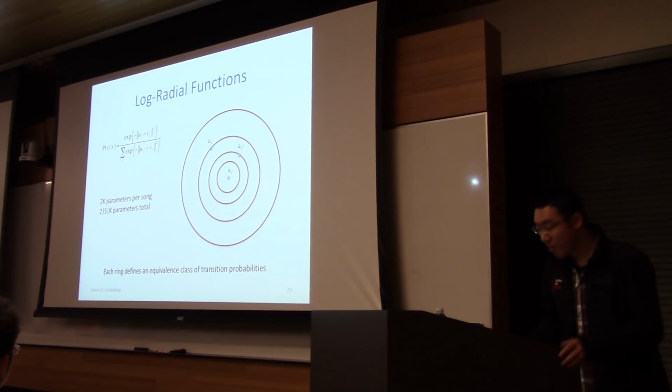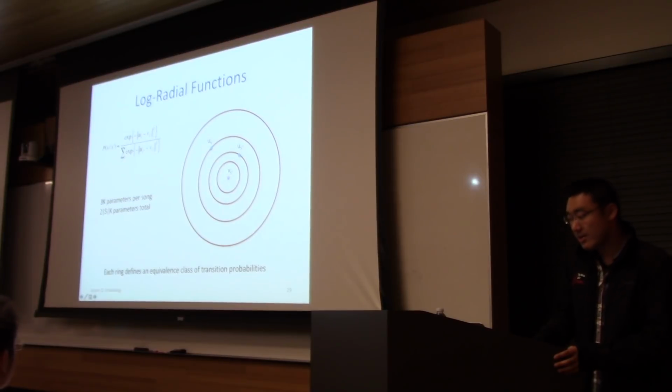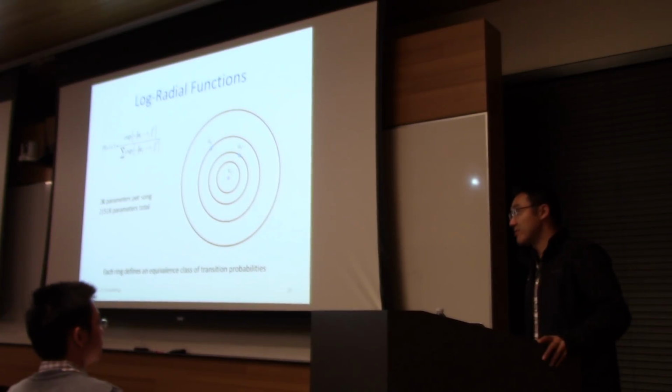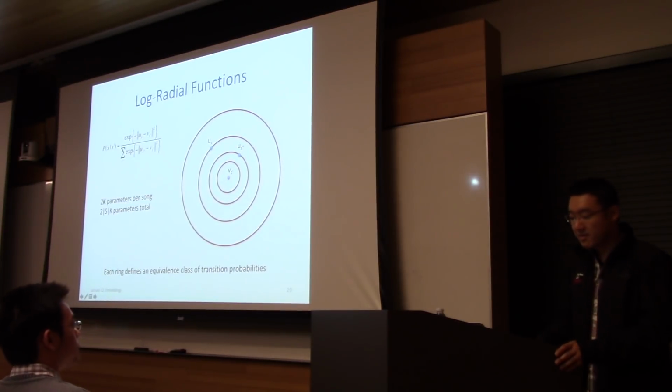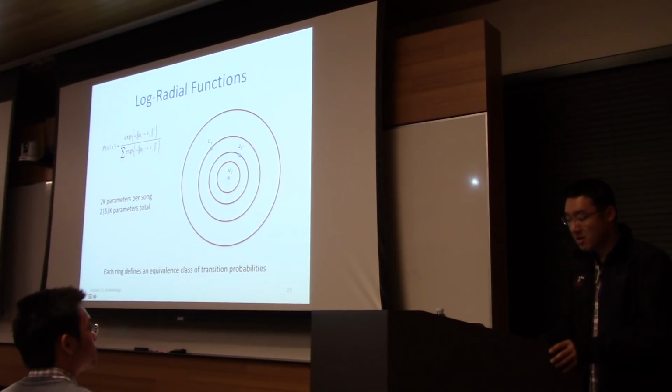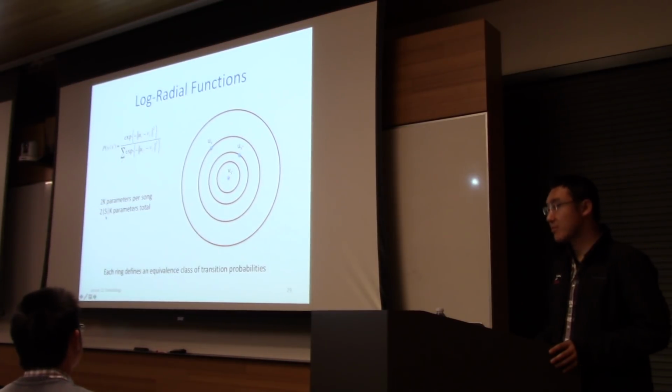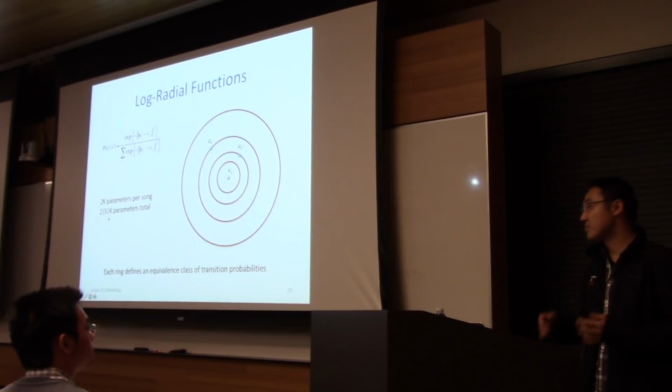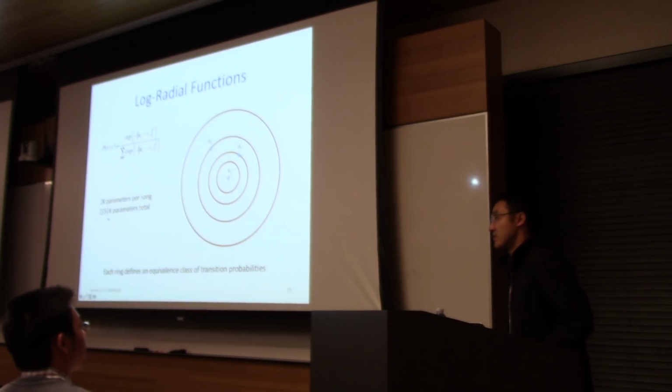And so what is the number of parameters here? Well, if these embeddings live in a k-dimensional space, then there's 2 times k parameters per song, which means the number of parameters total is 2 times the number of songs times k, which is much, much smaller typically than the number of songs squared.